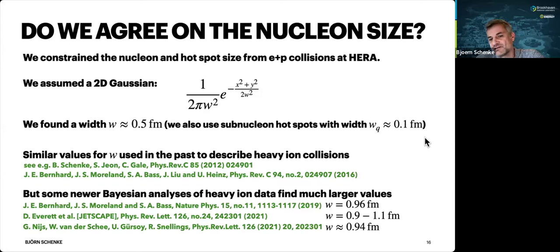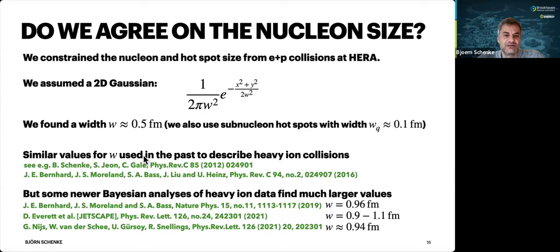So that's about the RMS radius or so of our nucleons. And then we have these hotspots of the substructure. Okay, these are 0.1 Fermi. But let's focus on this nucleon size first of all. So as I said before, we use a Gaussian, right? This is 2D, it's a projection, right? T_A is already integrated over the longitudinal direction.